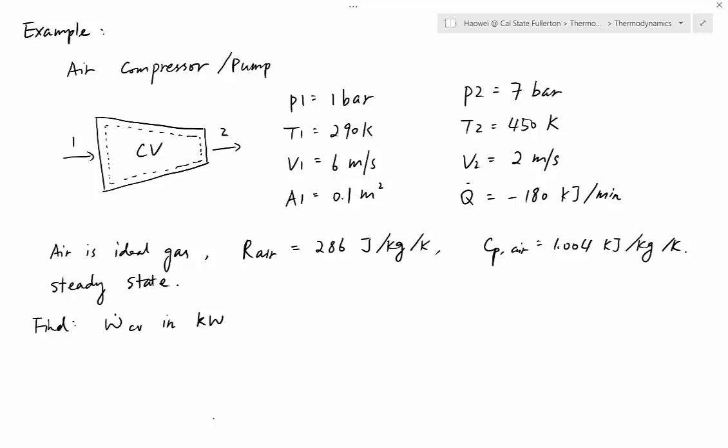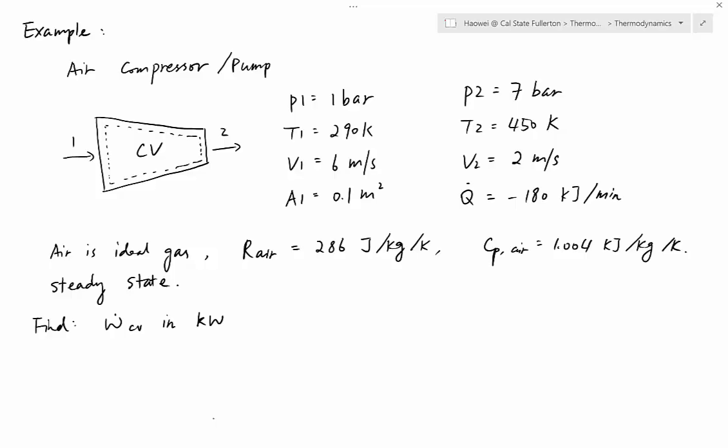Because heat transfer is negative, that tells us the system loses heat. In addition, we also know air is an ideal gas, which means you can use the ideal gas equation. The gas constant for air is 286 joules per kilogram per Kelvin. Cp air, which is the specific heat at constant pressure for air, is also given. It's 1.004 kilojoules per kilogram per Kelvin. We also know the system is at steady state. We're looking for W dot CV in kilowatts.